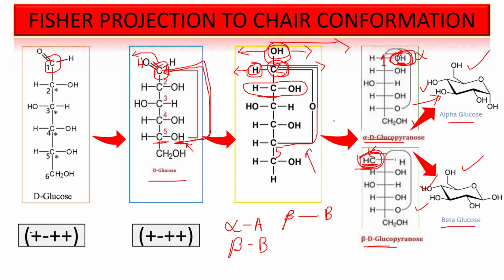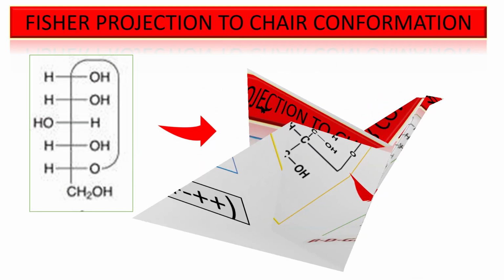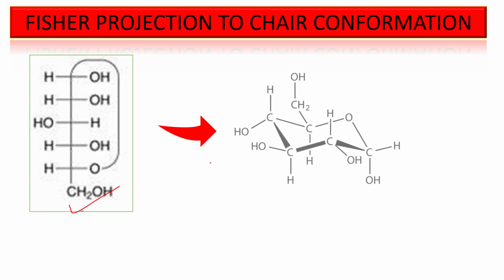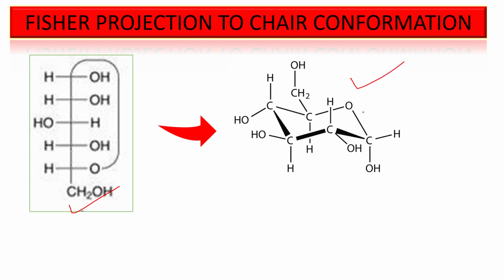So now we will see how we can draw this structure of glucose from Fischer projection to this chair conformation. So move on to the next slide. So here this is the ring form of glucose in Fischer projection, and this is the chair conformation of glucose. So this one is the first carbon, this one is the second, this one is the third, this one is the fourth, this one is the fifth, and this one is the sixth carbon.